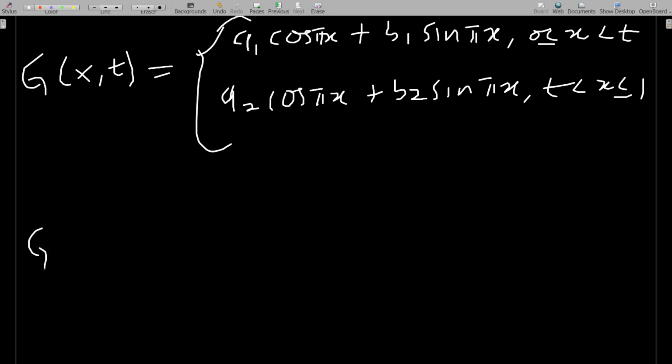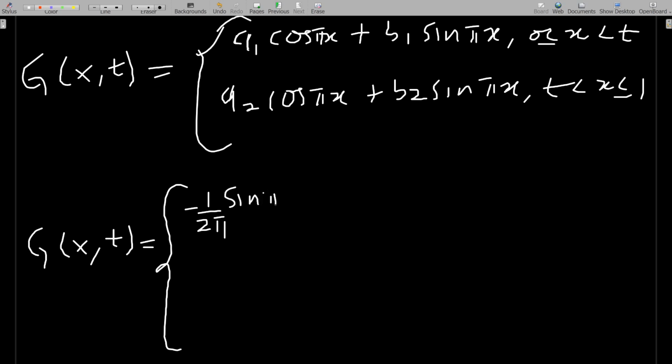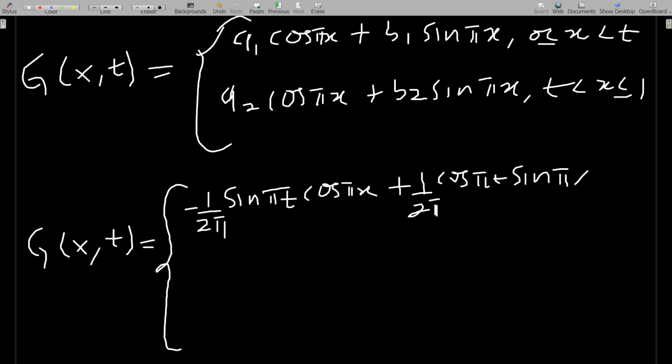So we know our a1, we know our a2, we know our b1 and b2. So g of x,t is equal to, very simple like that, minus 1 over 2 pi sine pi t, that is our a1, cos pi s, then our b1 is plus 1 over 2 pi cos pi t sine pi s. So with the limits, write the limit here. It wouldn't go there, so just write it there.